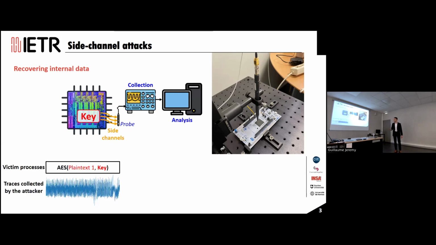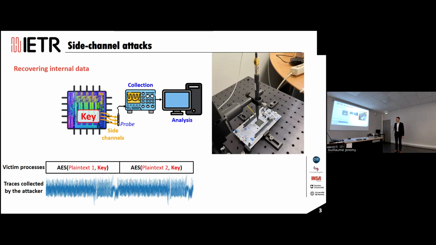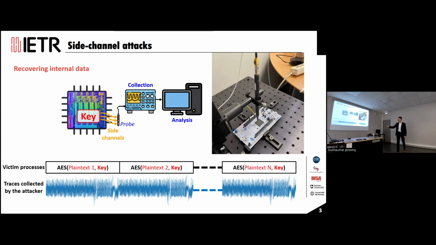As the victim computes an AES cryptographic process to encrypt a plain text, the attacker can collect what we call a trace, which corresponds to the measurements of the leakage produced by the victim as it computes the AES. In a side channel attack, the attacker is going to collect multiple traces as the victim encrypts multiple plain texts. And at the end, because all the traces contain information on the same secret key, it is possible for the attacker, by analyzing these traces, to recover the value of the secret key.